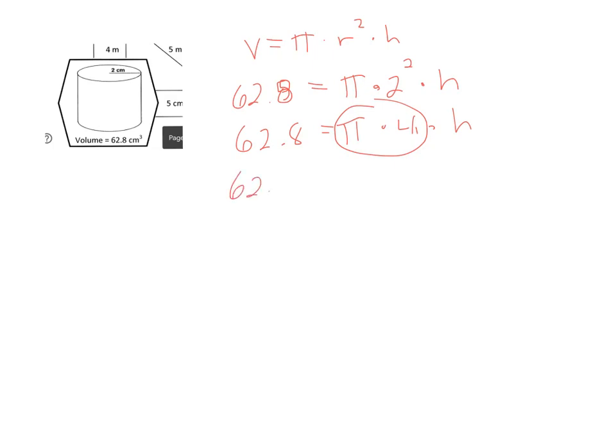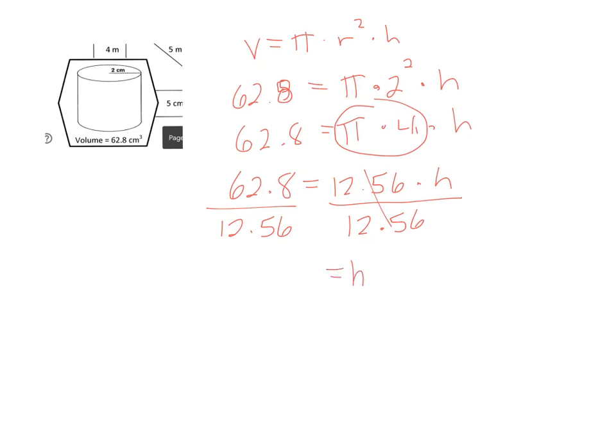So I've got 62.8 is equal to 12.56 times height. I'm going to do the inverse to isolate h. I'm going to divide both sides by 12.56. That leaves me with h is equal to 62.8 divided by 12.56 gives me 5. We have 5 centimeters is equal to h. And that'll take us right over to the finish.